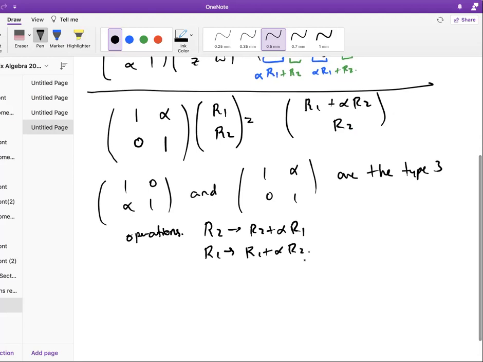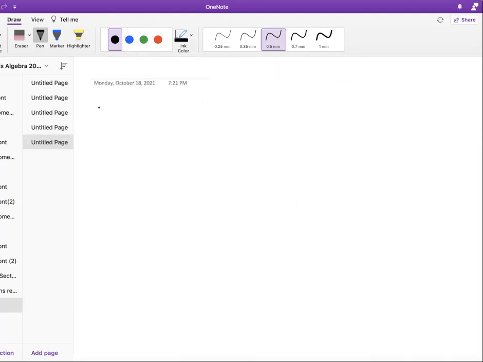That's pretty significant because let's think about when we did reduced row echelon form for 3x3s. Can someone recall what were some common reduced row echelon forms for 3x3?